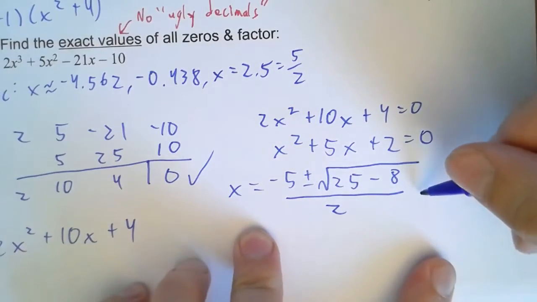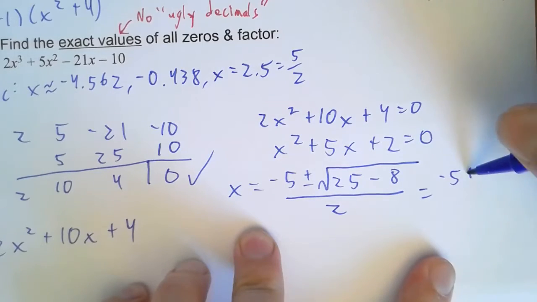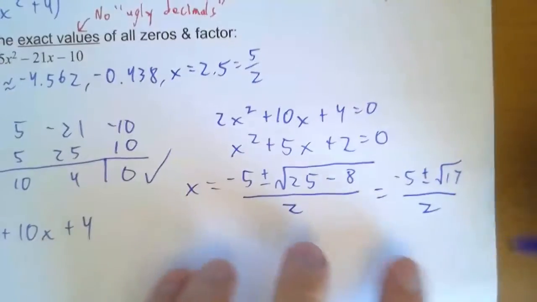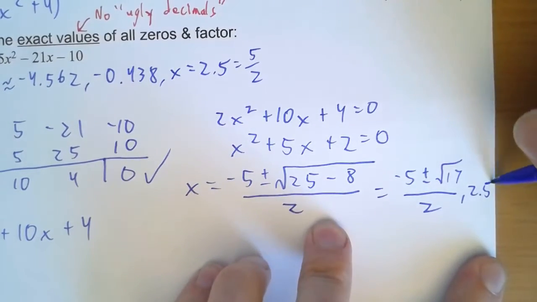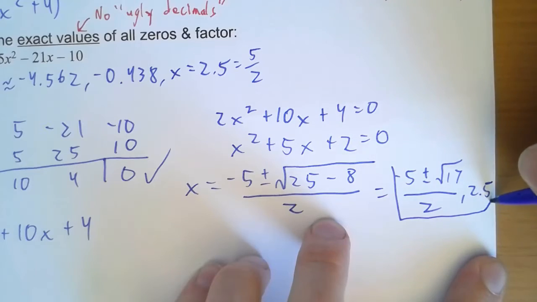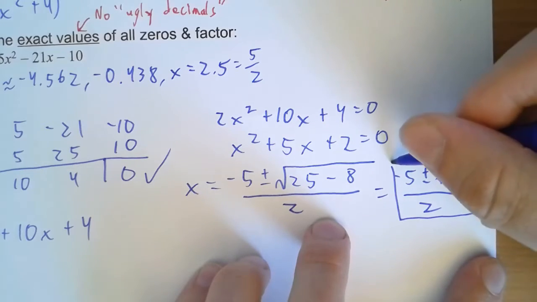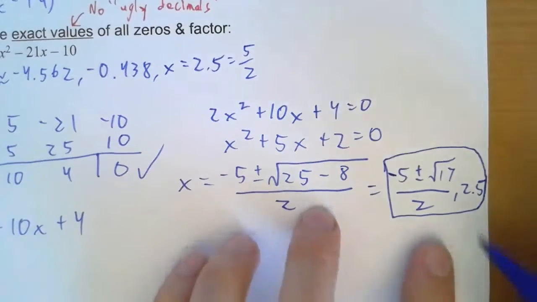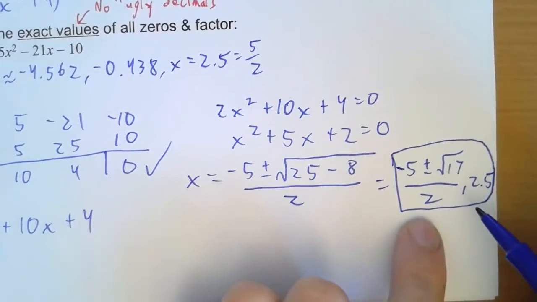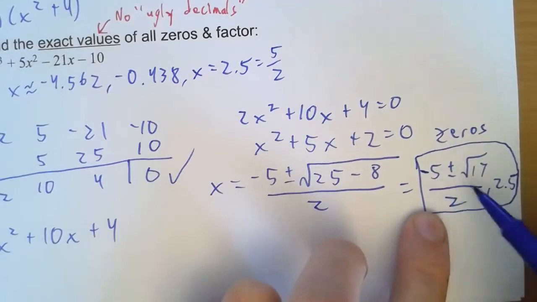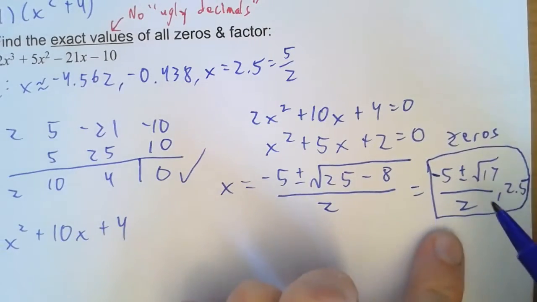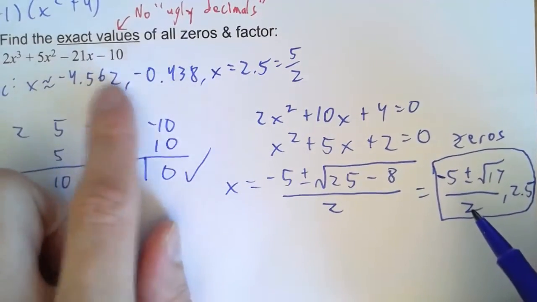And so we've got -5 plus or minus the square root of 17 over 2. And then we also had 2.5 from before. Don't forget the one that you got from your calculator, the easy one. Okay, so those are our zeros. Here's our zeros here. All right, so this is the exact value of these decimals right here.